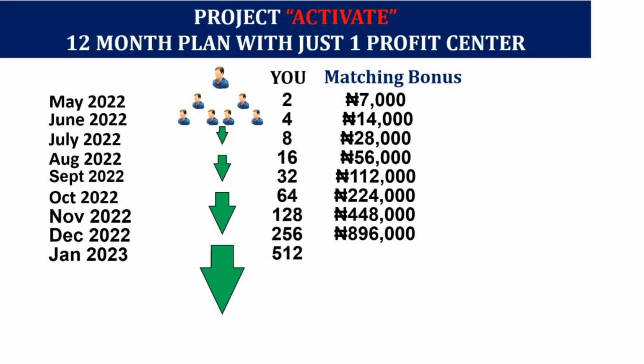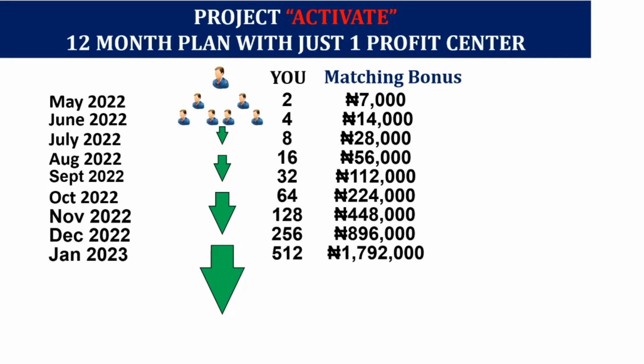That is also practically impossible. And 512 persons joined you in January. And it will be divided like this: 256 will be on your left, 256 will be on your right. 256 will match the 256 on your right. And it will pay you 256 times 7,000 naira, 1,792,000 naira.